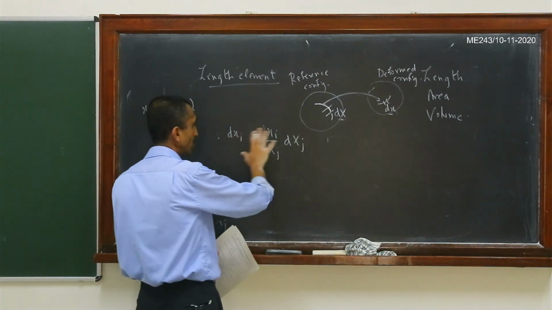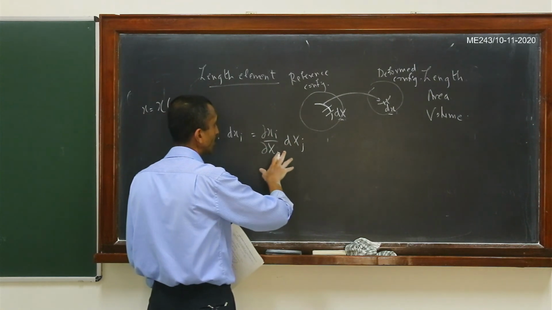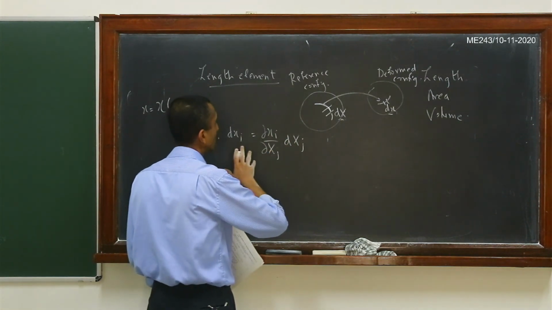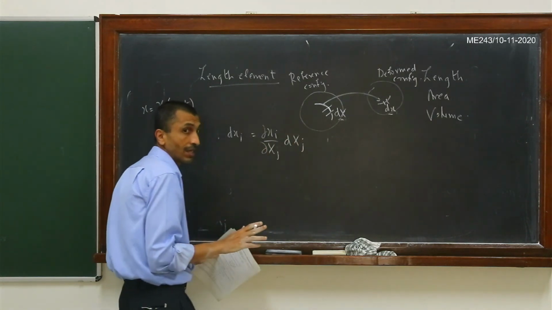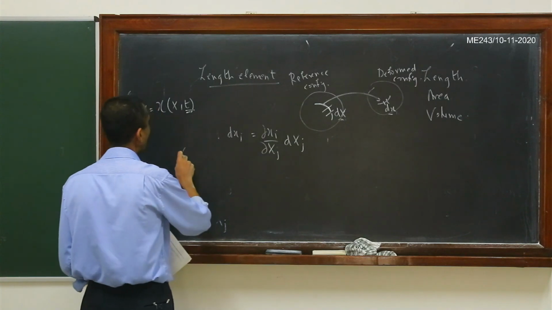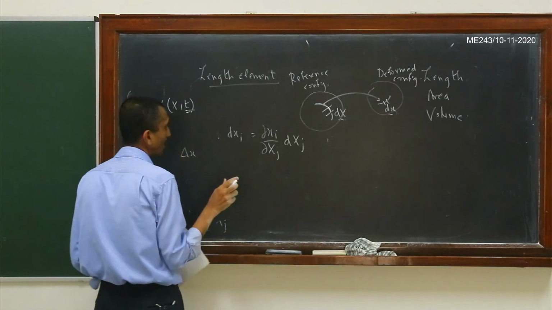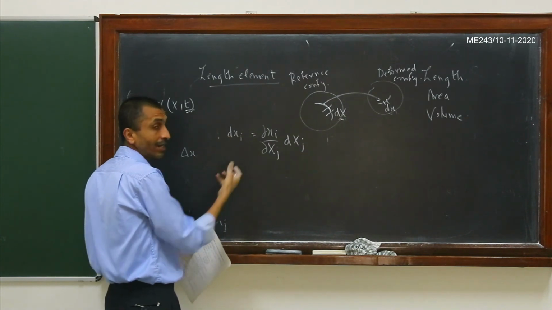And so in this chain rule, we are just taking partial derivatives with respect to capital X. Another thing to remember is that this is an exact representation. This is not like some delta x. Delta x is typically some finite length. This is not a finite length. This is an infinitesimal quantity.